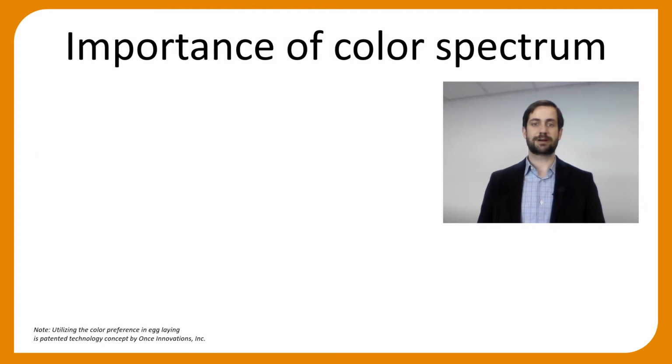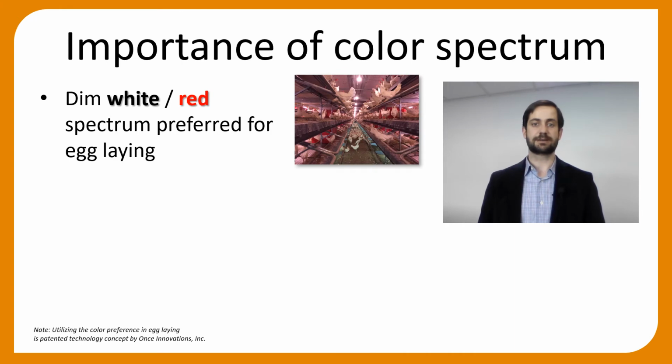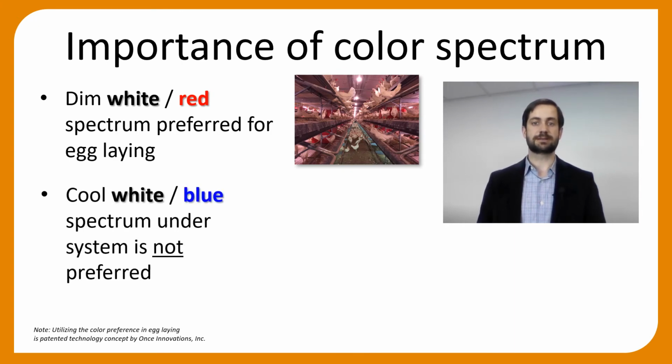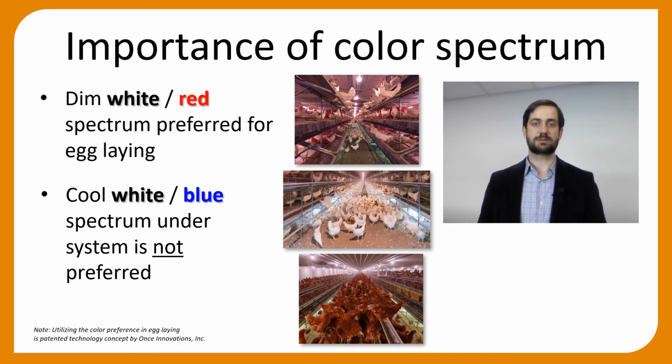In layer and breeder houses, dim red is the most preferred spectrum for egg laying. We use that to our advantage by installing cool, bright lighting under the system to encourage exploring and to suppress floor eggs. In the system, dimmer red-enriched lighting is used to promote nesting behaviors.